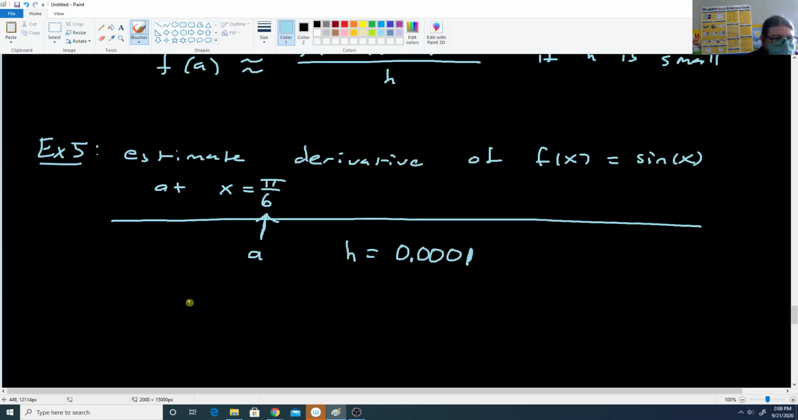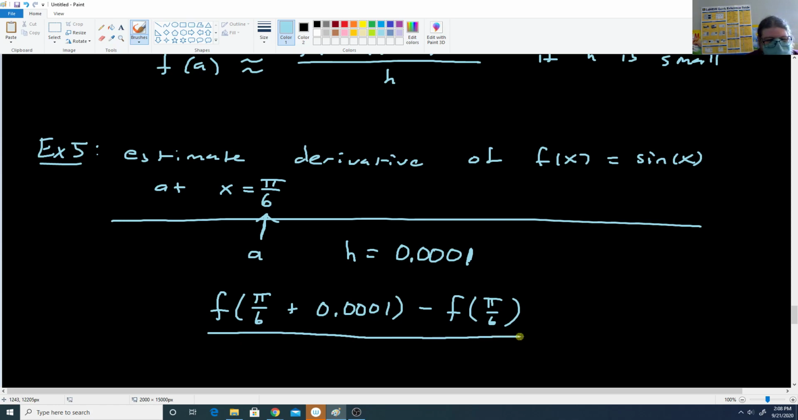So we're going to say, what is f of a plus h? a is pi over 6, plus h is 0.0001. We want to say, what's that minus f of pi over 6? And then we want to divide that whole thing by 0.0001, the h value. And this will be an estimation of f prime of pi over 6.